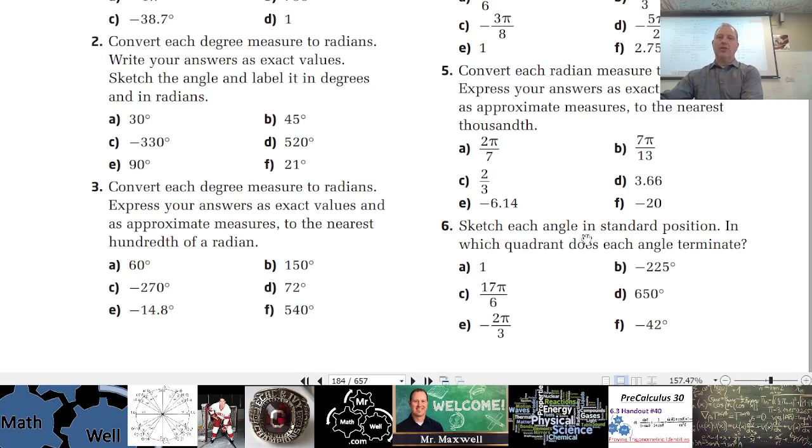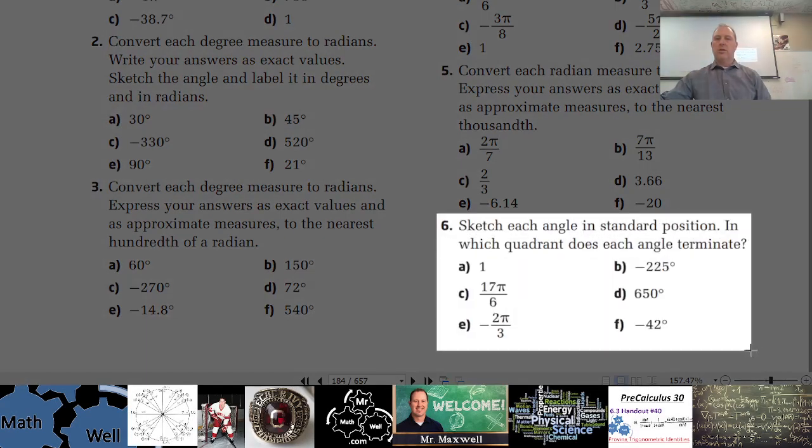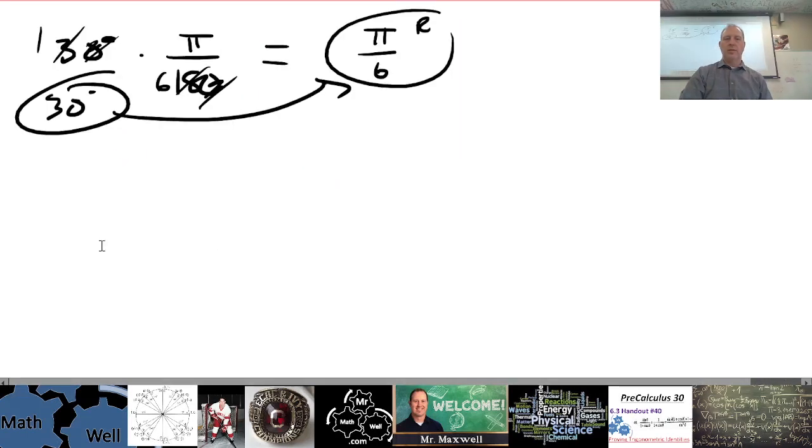Okay, 6a. Sketch each angle in standard position. In which quadrant does each angle terminate? So these angles that do not have any symbols are in radians, right? This looks like radians, 17 pi over 6, no problem. This looks like radians because it's got a pi. This looks like it's just a 1, but remember, we talked about 1 radian. So if we're to sketch these, it's about 57 degrees, something like that.